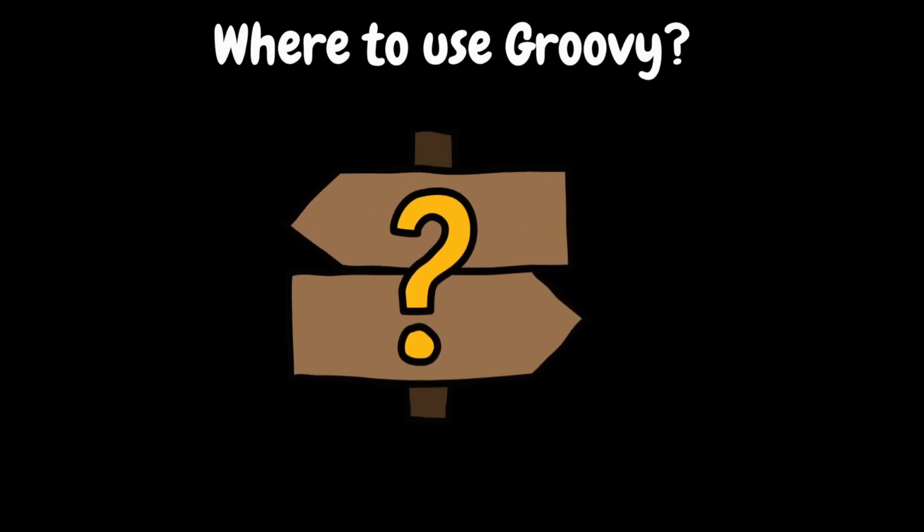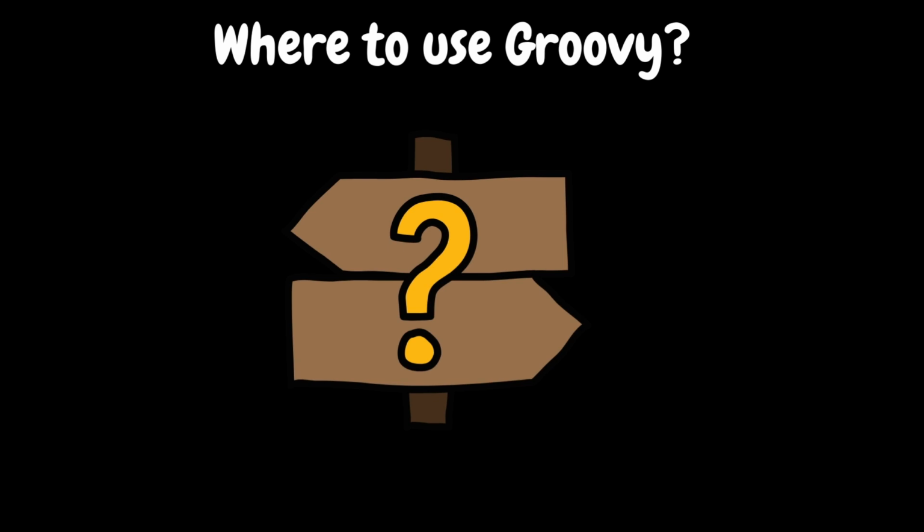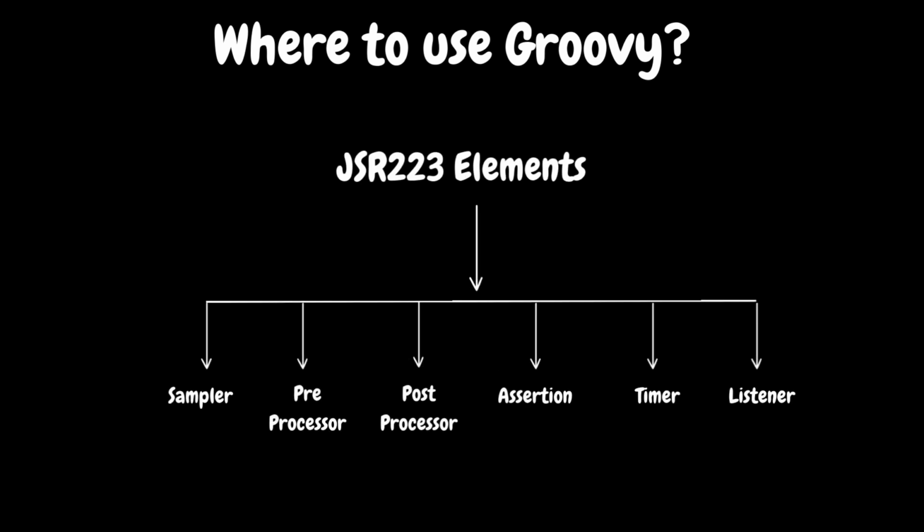Okay, now let's understand where exactly we can write the custom logic using Groovy in JMeter. Within JMeter, various JSR223 elements are available. So we can make use of any of these elements to write the required custom code or script based on the requirement. Okay, to write the custom script, we can leverage different JMeter supported variables. Now let's look at those variables.